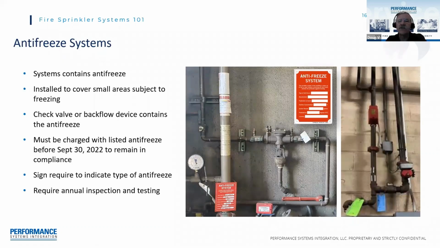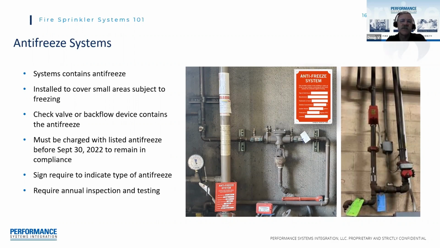Antifreeze systems, these are generally portions of the larger wet sprinkler system. They're installed to cover small areas subject to freezing. Antifreeze is contained by a check valve or a backflow assembly. And when the fire sprinkler system is activated, the antifreeze is discharged, followed by water.